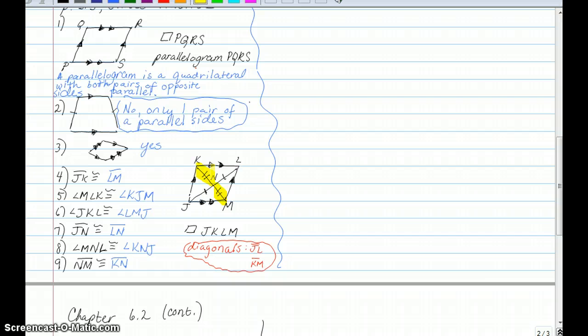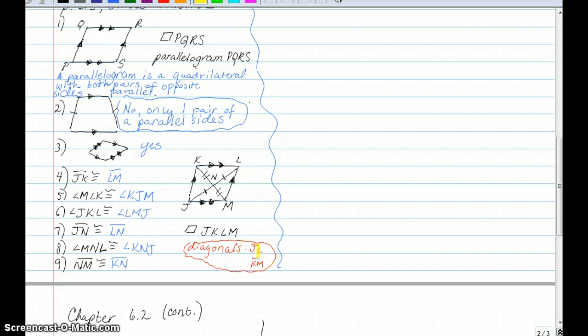I also would like you to write the symbolic notation for this particular picture, which is a parallelogram. That's the symbol for parallelogram JKLM. And I'd also like you to write what the diagonals are, so you have that vocabulary. JL is one of the diagonals, and KM is one of the diagonals. Let's go ahead and write that down.